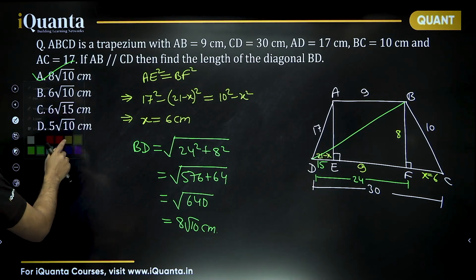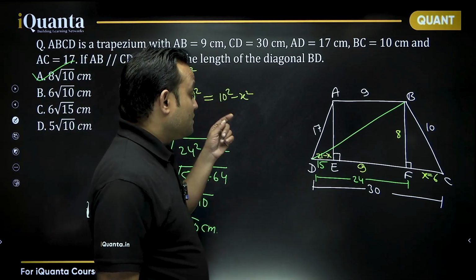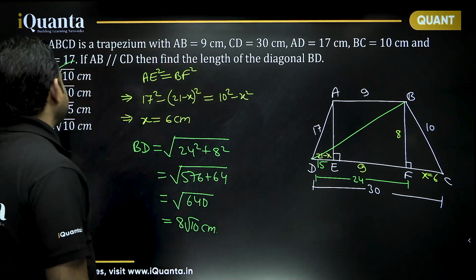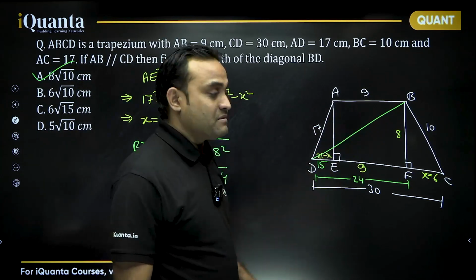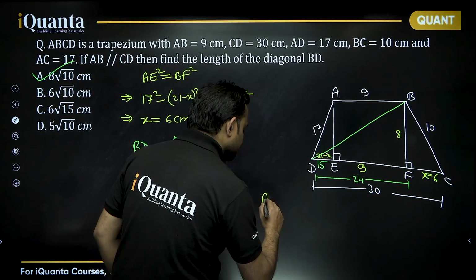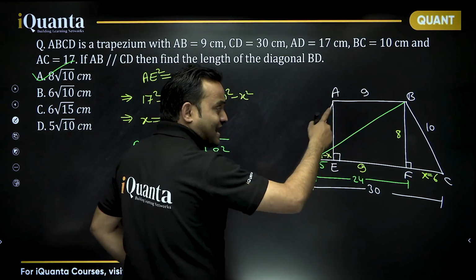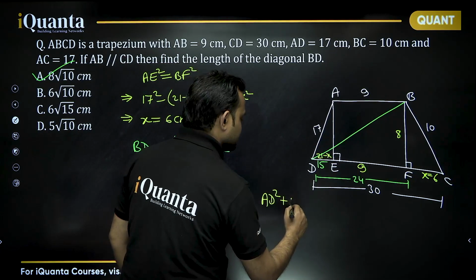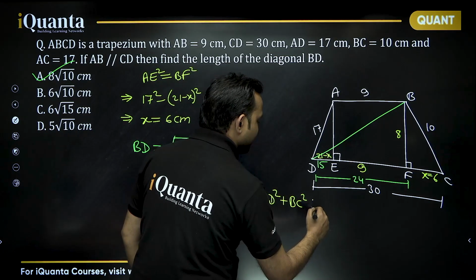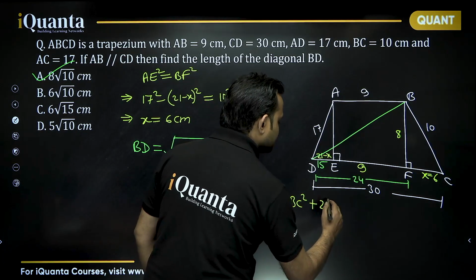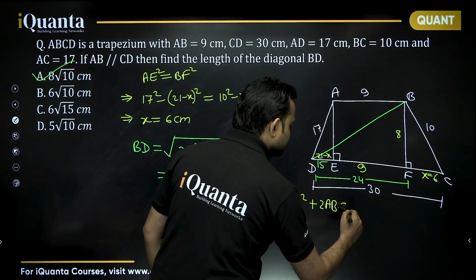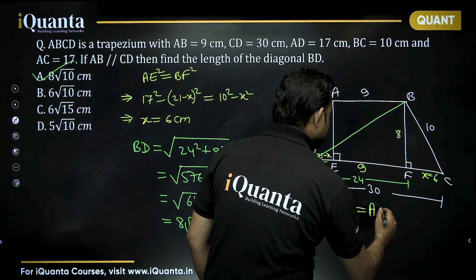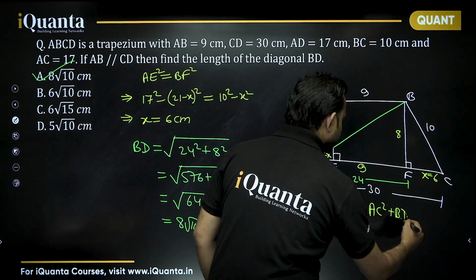Now you must have noticed that we have not used the length of AC here because that is not required. But if AC is given here or BD is given, remember one very important concept. The relation between the side lengths and the diagonals is AD square plus BC square plus 2 times AB into CD is equal to AC square plus BD square.